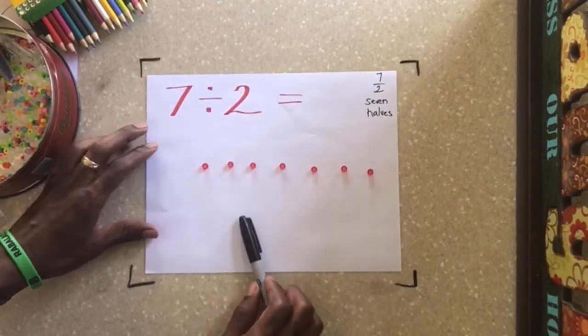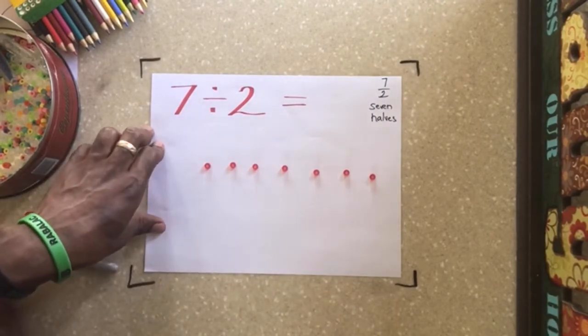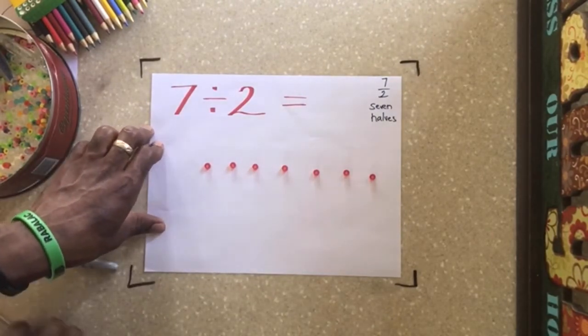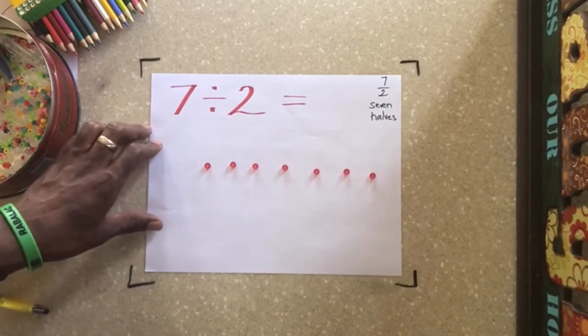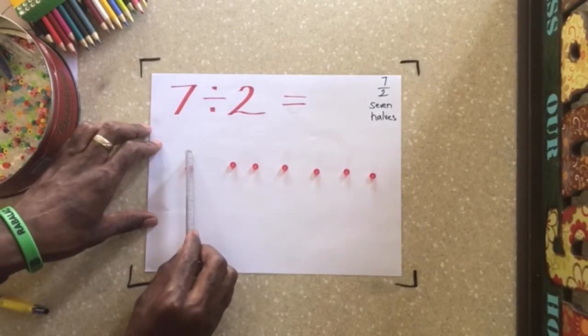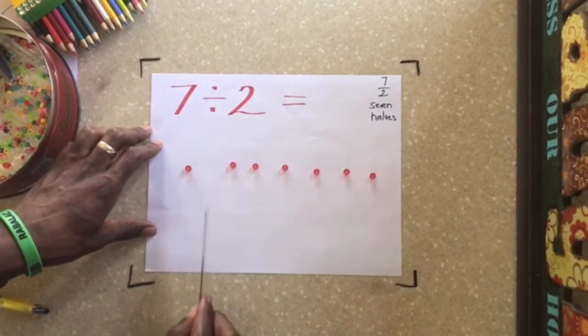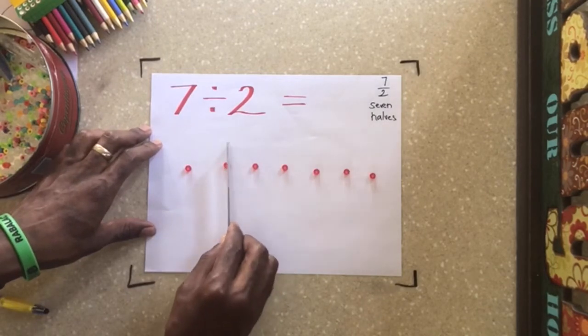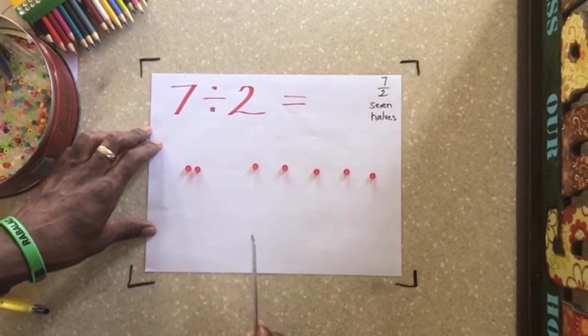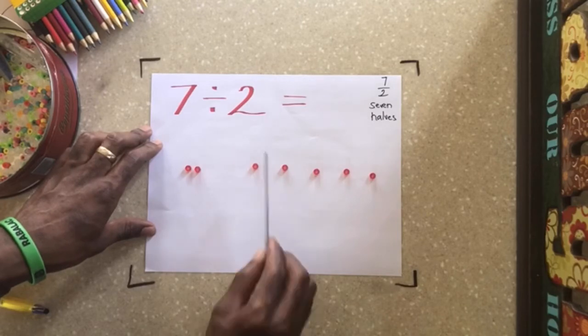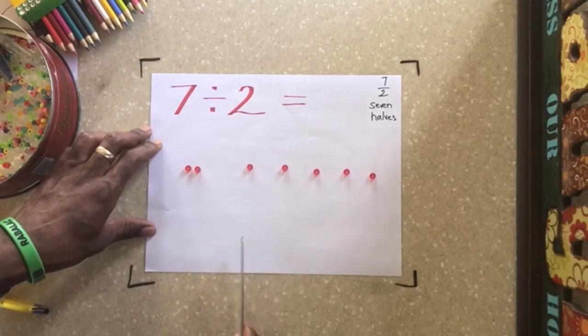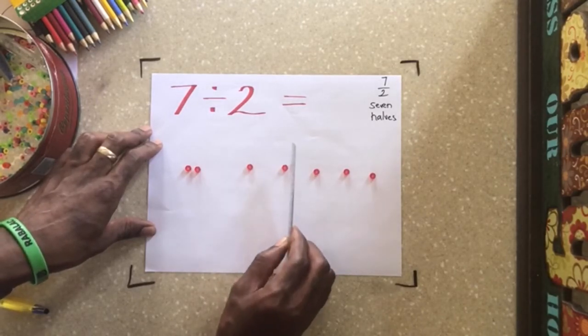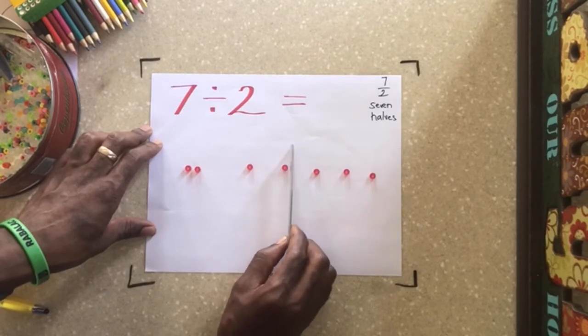So we have 7 beads right there. We want to separate them in terms of 2, so each group should have 2. You take 1, that's not 2, that's a half of 2. We'll put 1 more, that is 2. How many more do we need? We need 1 more in order to make 2.